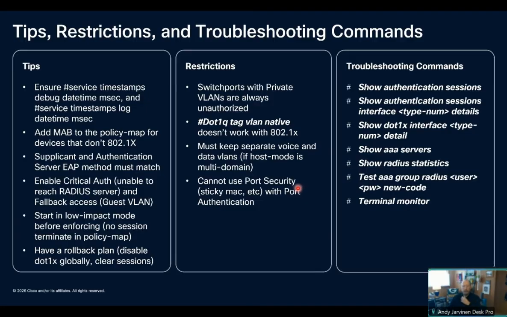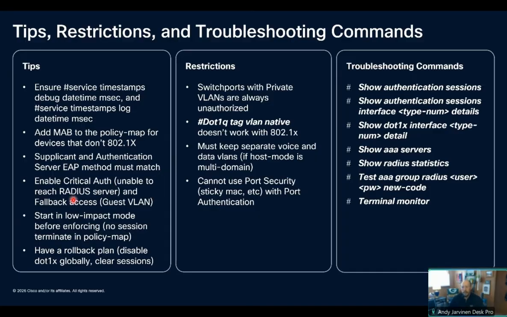Some other tips to help make sure that we have a good deployment. Make sure your timestamps are on. This is a configuration that's right at the top when you do show run. We want to make sure that we have millisecond timestamps. MAB is great for your printers, your IoT devices, anything that can't authenticate, doesn't have a supplicant. This one gets people. It got me and Steve: the supplicant and the authentication server EAP method didn't match, and that caused us a headache for a little bit of time.